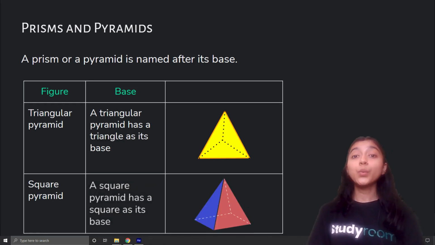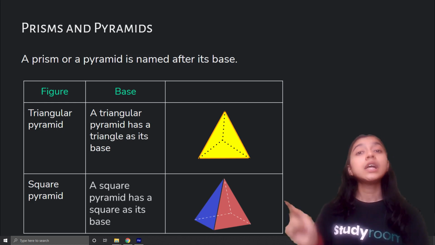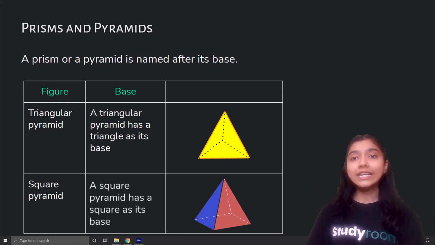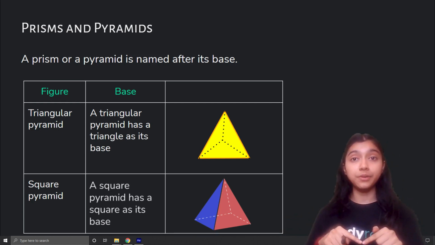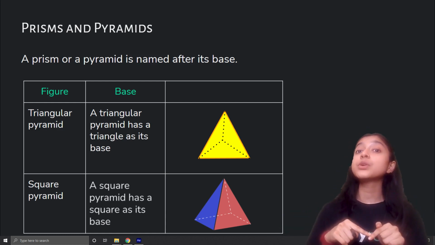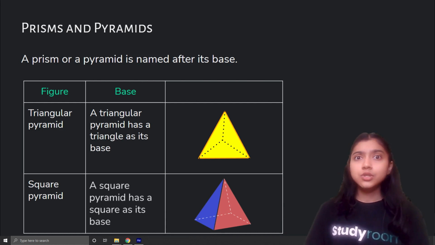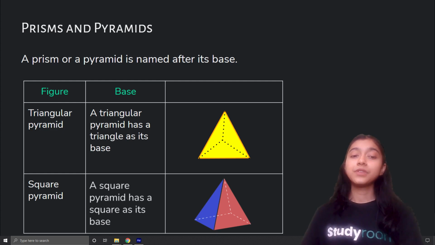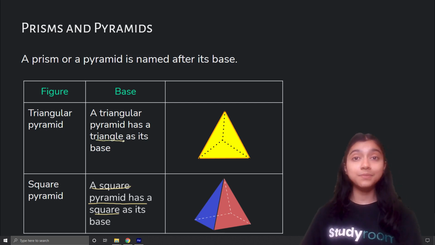Now, we have the same thing with pyramids as well. Pyramids are also named after their bases. I told you that in the case of a pyramid, the base can be a polygon of any number of sides. A triangular pyramid means that the base of this pyramid will be a triangle. Again, if we have the base of the pyramid as a square, it will be known as a square pyramid. So a square pyramid is a pyramid with a square as its base, and a triangular pyramid is a pyramid with a triangle as its base.